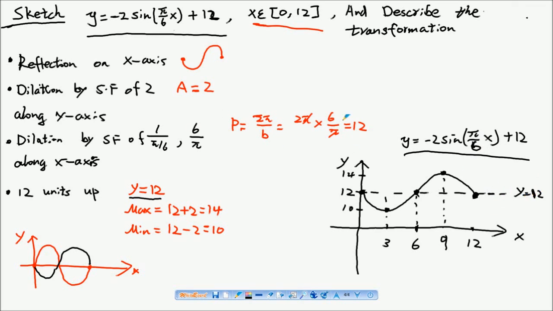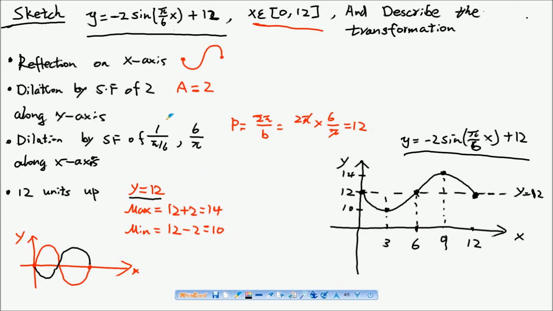This is how we draw this graph. By the way, if there's a horizontal translation, find the value and just move the graph left or right.